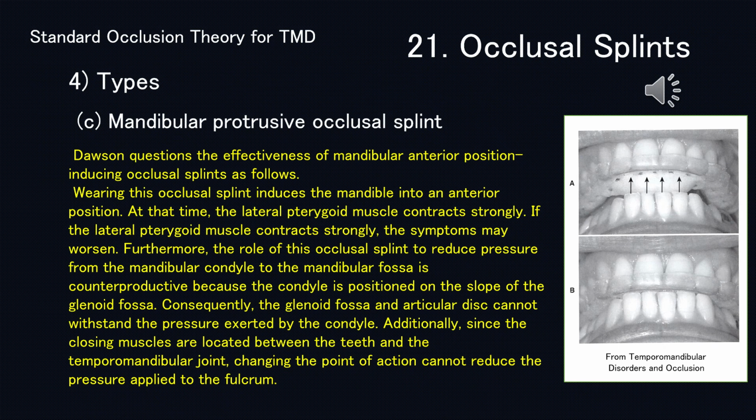Furthermore, the role of this occlusal splint to reduce pressure from the mandibular condyle to the mandibular fossa is counterproductive, because the condyle is positioned on the slope of the glenoid fossa. Consequently, the glenoid fossa and articular disc cannot withstand the pressure exerted by the condyle. Additionally, since the closing muscles are located between the teeth and the temporomandibular joint, changing the point of action cannot reduce the pressure applied to the fulcrum.